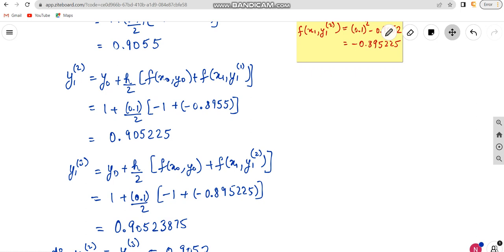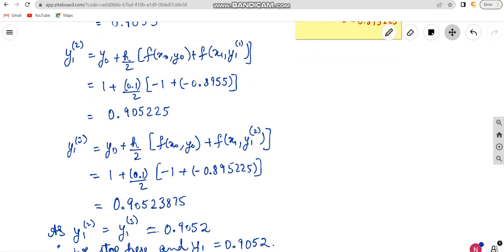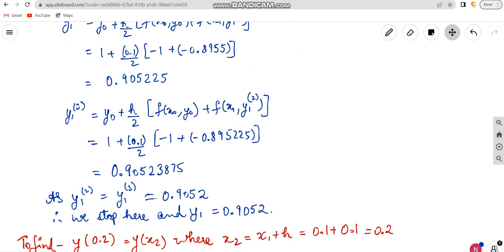I am getting it as 0.905225. Again, you will see that second approximation and first approximation are not equal. So I'll move ahead to the third approximation of y1. So when I calculated that, I am getting 0.90523875. So you will notice one thing, that the second and the third approximation are approximately up to 4 decimal places equal. So I'll stop here, and the y1, that is the corrected value of y1, or I can say the y at 0.1 is 0.9052.